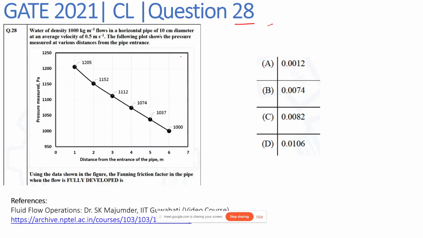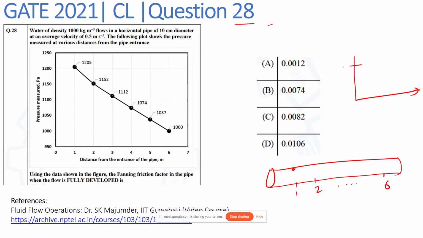So over here you can see that we have been given a plot of pressure versus distance from the entrance of the pipe. That is, given a pipe, we are measuring the pressure at a distance of 1 meter, 2 meter, similarly until 6 meter, and corresponding to each point we are getting the pressure values. So we are getting a plot of pressure versus x, and using this we have to find the fanning friction factor, that is f, when the flow is fully developed.